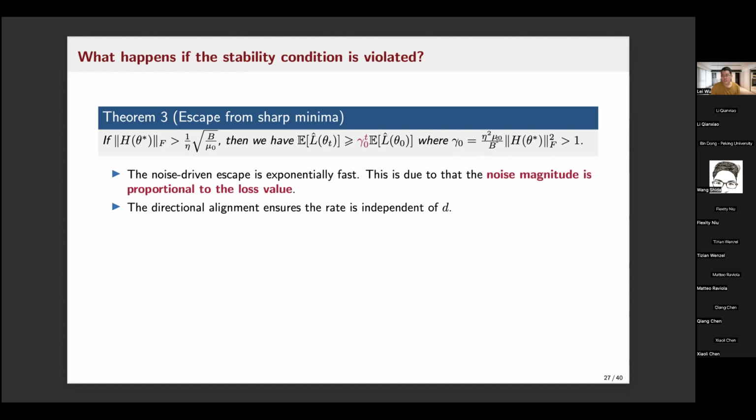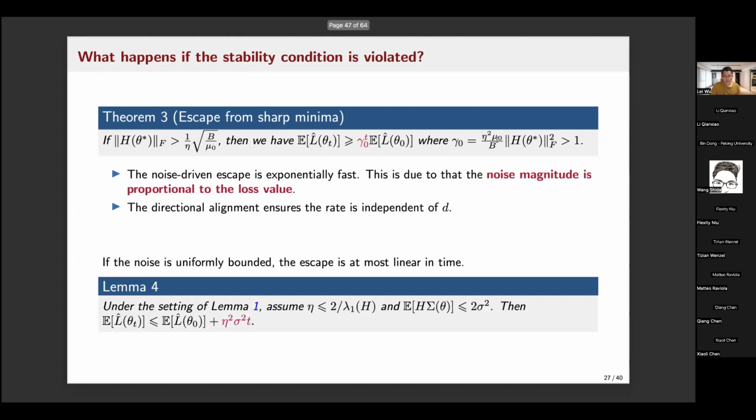That means the escaping is equally efficient, no matter how high dimensional the model is. So basically, the matrix structure determines that the escape is exponential, and the directional alignment determines that the factor gamma 0 is independent of the dimension. And if the noise is not loss dependent, if it is uniformly bounded, you can prove that the loss increases at most linearly with respect to iterations.